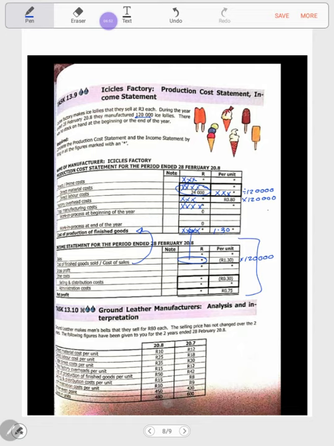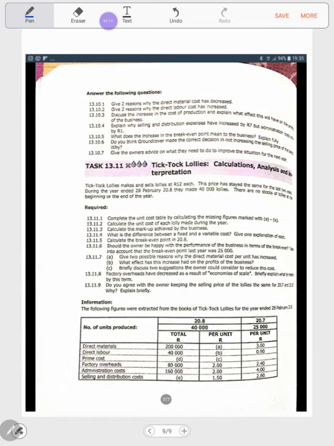Then for 13.10, you are going to be looking at the production cost statement. They say that Ground Leather makes men's belts. They sell for 80 rand each. The selling price has not changed over the 2 years, and then the following figures have been given to you for the 2 years ended. So this is what you're going to be looking at to answer the questions provided.